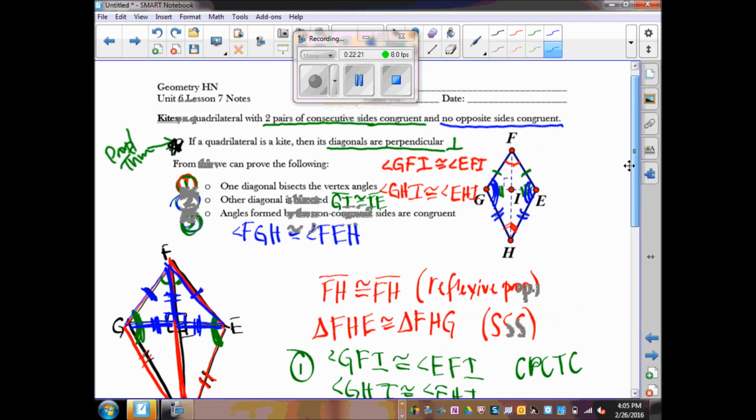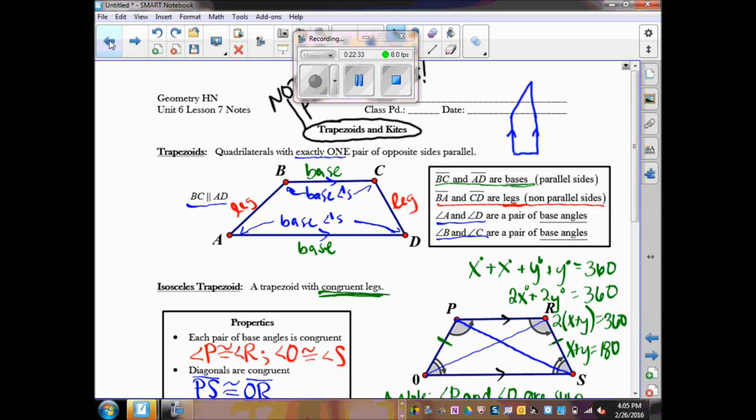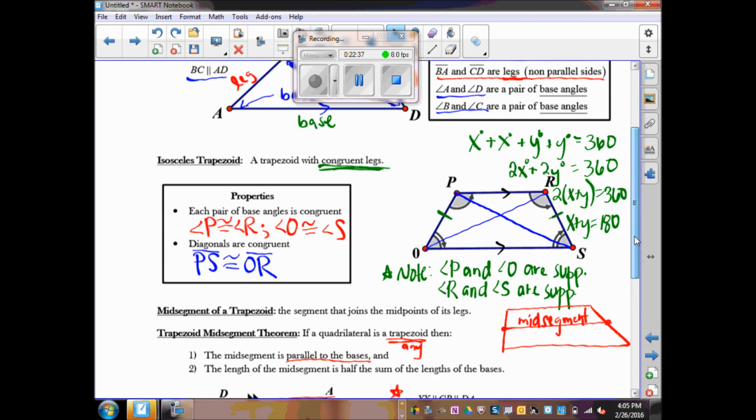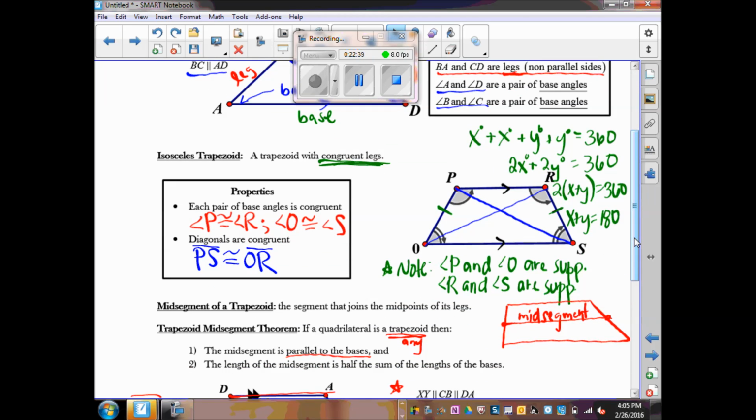Again, similar triangles were very helpful. Or not similar, congruent triangles. All right, so just to recap, trapezoids have only one set of parallel sides. An isosceles trapezoid is a trapezoid with congruent legs. It has the properties that each pair of base angles is congruent and that the diagonals are congruent.